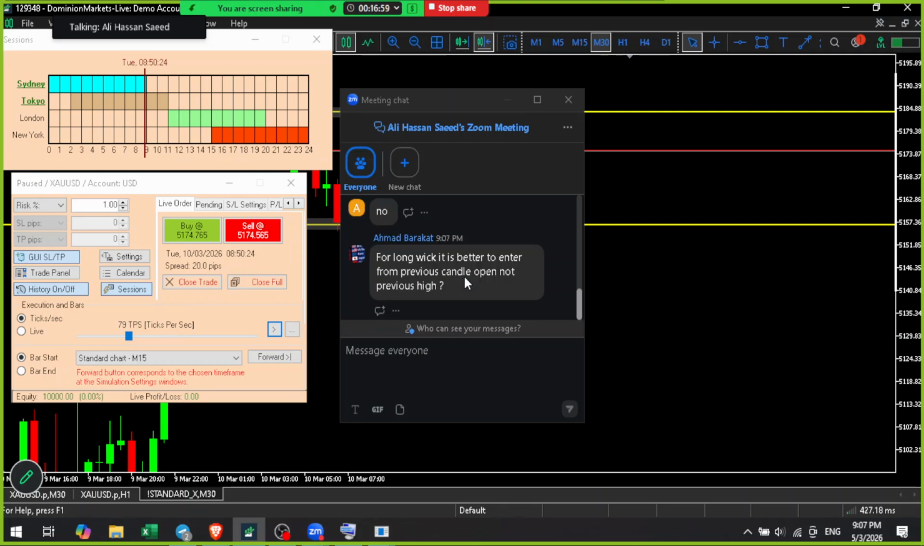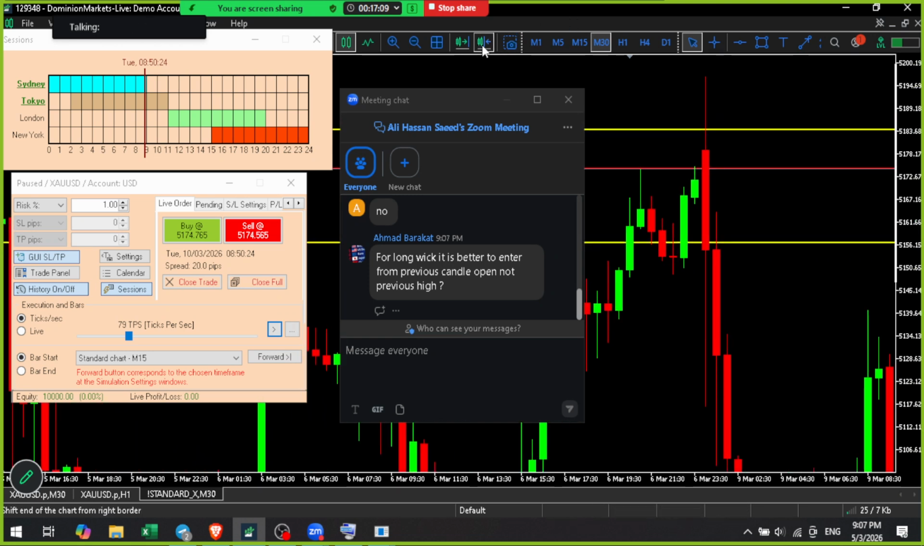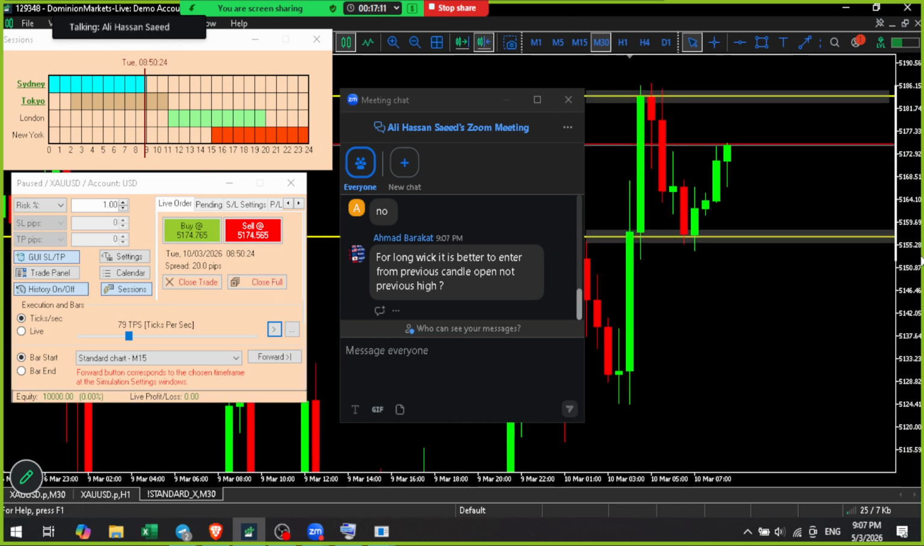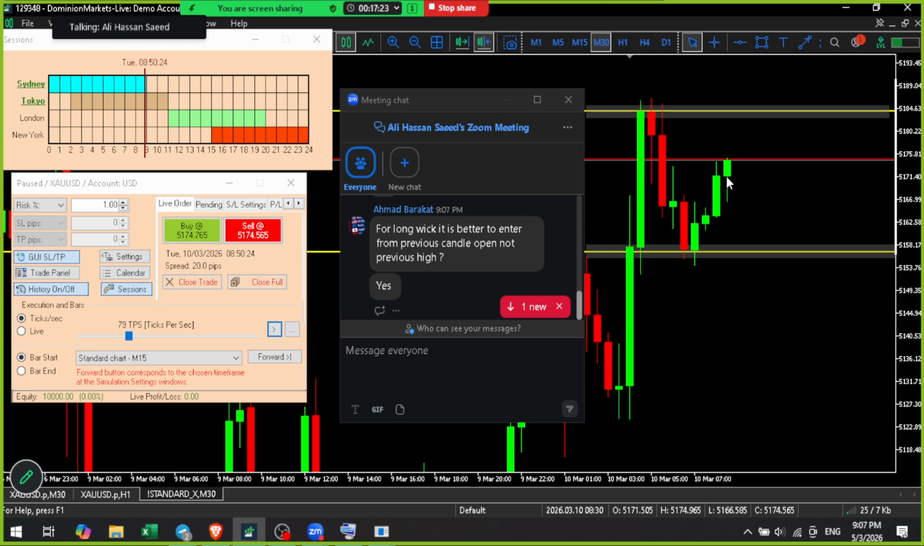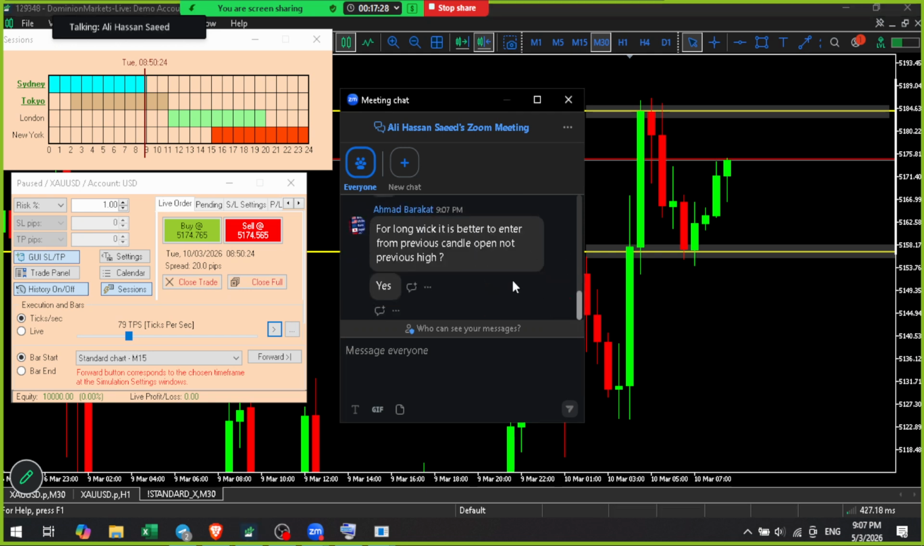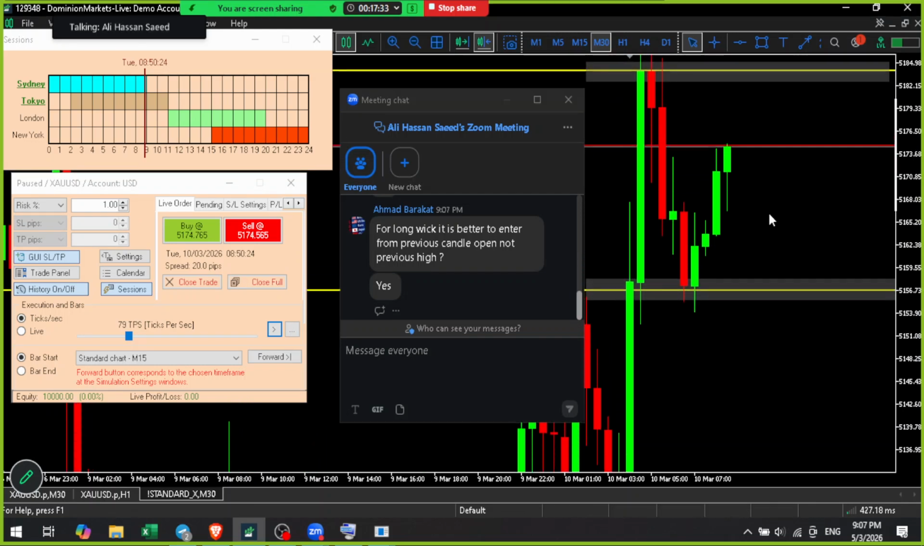Abdullah, Ahmed: for a long wick, it is better to enter from the previous candle open, not the previous high. So let's understand what Ahmed is saying. For a long wick, it is better to enter from the previous candle open. At this point we should be in this. Yes, we should have been in this. That's what you are saying. But yes, that is correct.